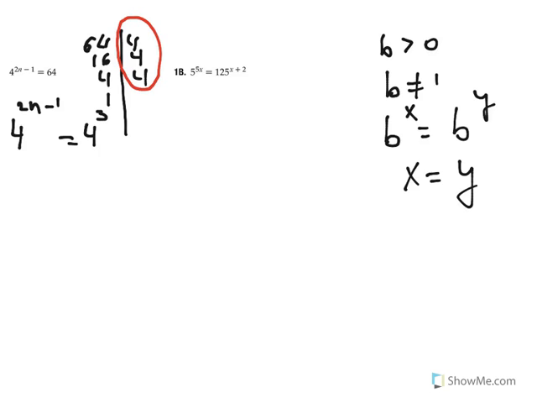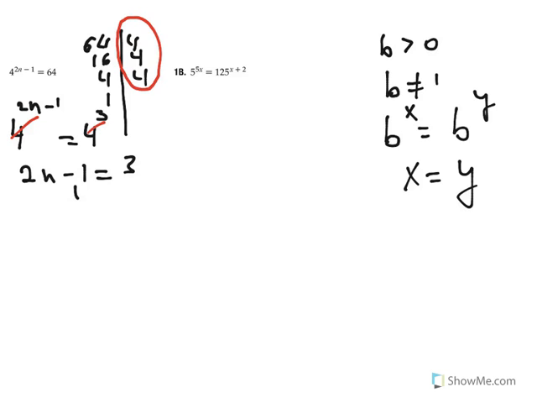So far, what we have done is rewrite the 64 based on its factors as 4 to the third power. Now is the moment that we are going to use the property of equality for exponential functions that I just explained to you. As you can see, the bases of these exponential functions are the same, 4 and 4. This means that the exponents are going to be equal. So 2n minus 1 equals 3.